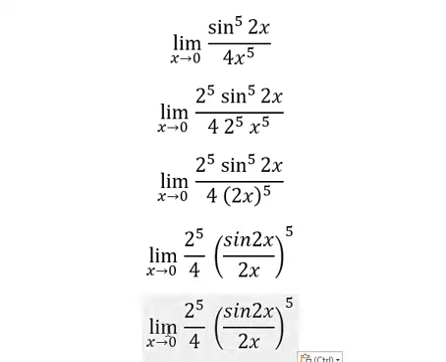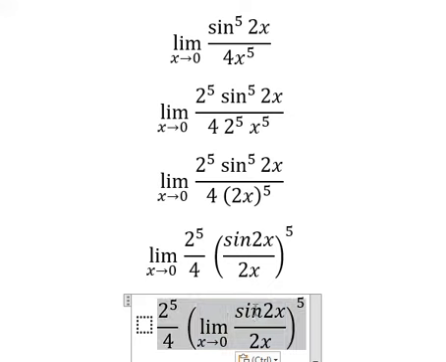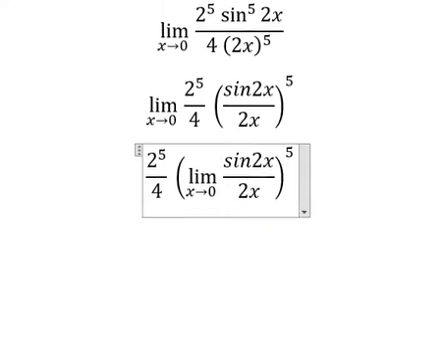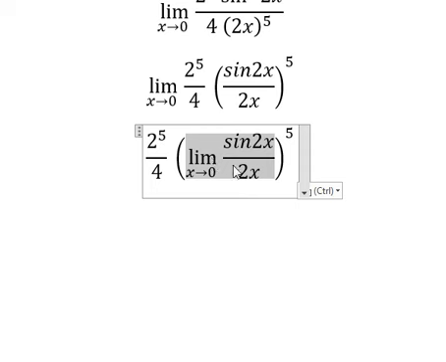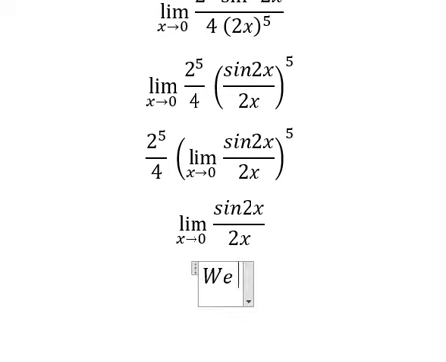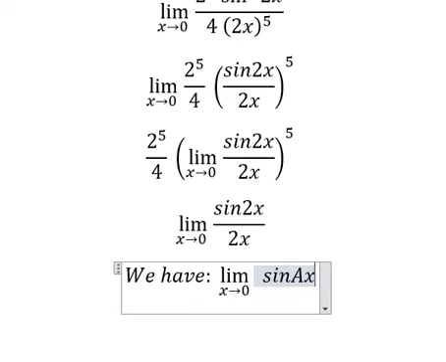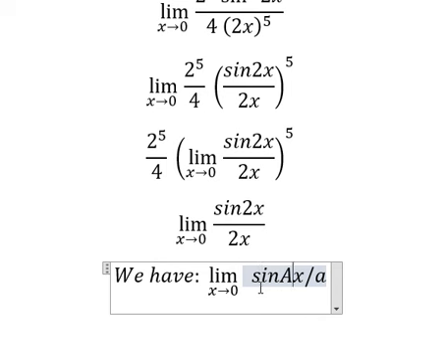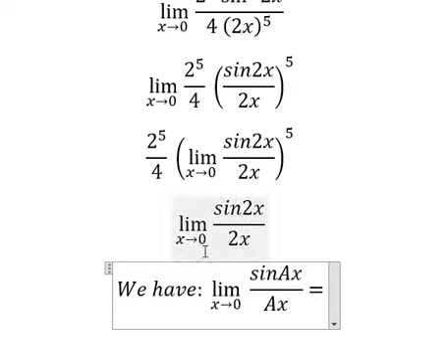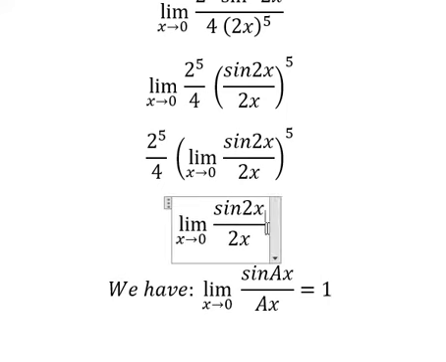Next, we can put the limit going here. Next, we consider about this one. So we have the formula in here. This one you got number 1. So the value of this one equals to number 1.